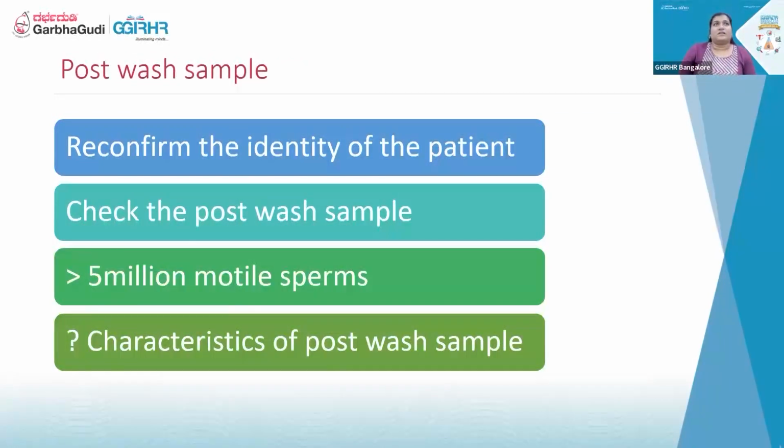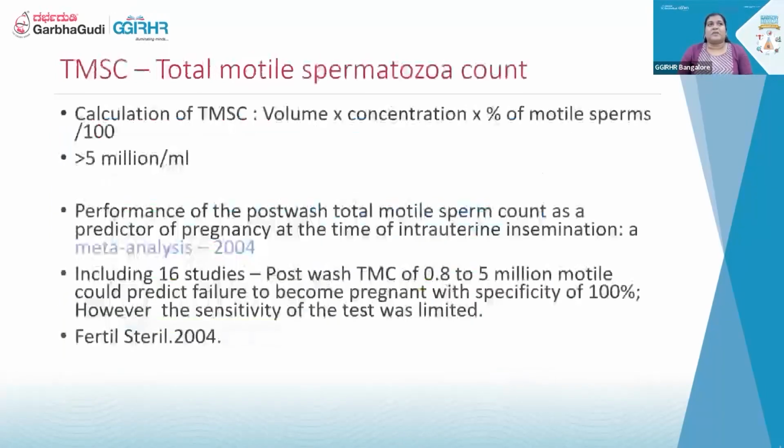Then what are the things to look for in the post-wash sample? First, we have to reconfirm the identity of the patient. Then we'll check the post-wash sample under the microscope to see for motile sperms. If more than 5 million motile sperms are there, that indicates it's a good sample. There is something called total motile spermatozoa count. This total motile sperm count is calculated by multiplying the volume with the concentration of sperms and the percentage of motile sperms and dividing by 100.